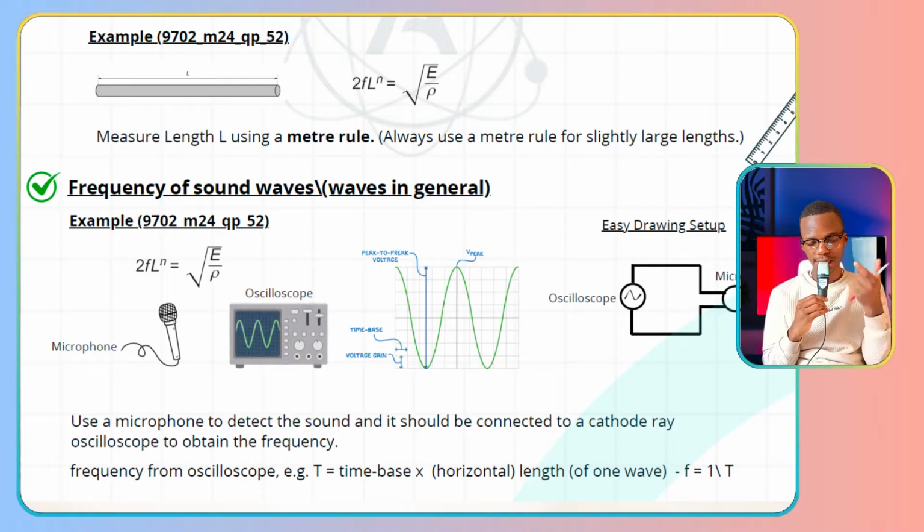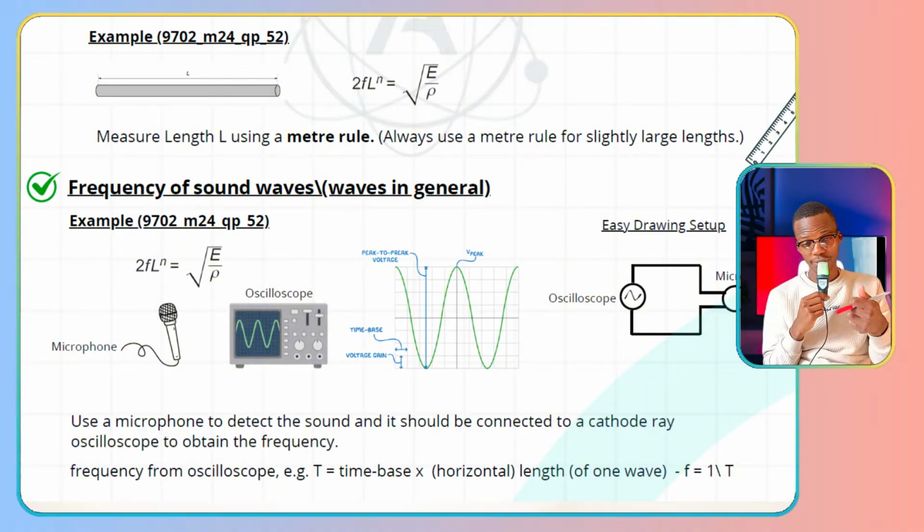Then you multiply the horizontal length of one wave by the time-base setting. What you're getting is the period. The time-base setting is basically how many seconds are represented by each unit division. If you do that, you're going to get the period, and frequency will be equal to 1 over the period itself, right? So that's how you calculate the frequency.